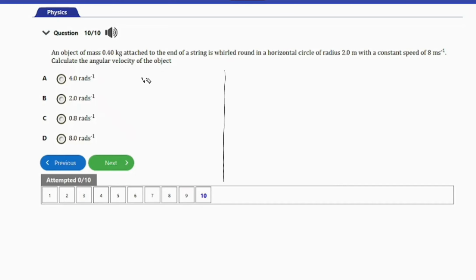So guys, like we've stated earlier on, the linear speed is related to the angular speed by the equation v is equal to omega r, where omega is the angular speed or angular velocity. So in order to calculate the angular velocity omega, we'll have omega is equal to v over r. Where v is the linear speed, which is 8 meters per second, and then we'll divide it by the radius of the path, which is 2.0 meters. So guys, when we do that, we'll have 4 radians per second, and that's option A here, guys. So that's it for this question, and this is where we'll end this video for today, guys.